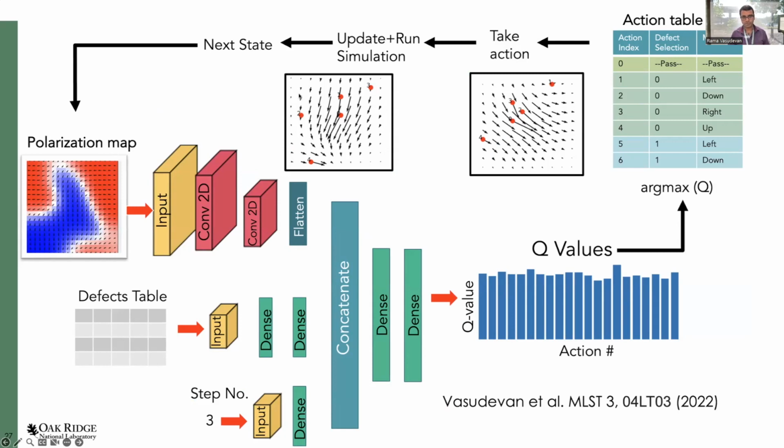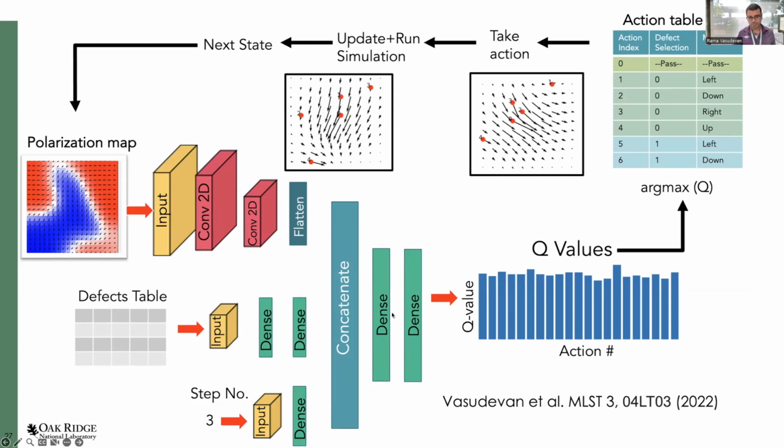How do we move the dopants in particular ways to be able to maximize this? One way that we can do that is we can use reinforcement learning to figure out what is the best strategy to move these particular defects. As an input to the reinforcement learning agent, we have the polarization map, and we run it through some convolutional layers. And then we also have a defects table, in other words, the position and location of all these defects that are present.